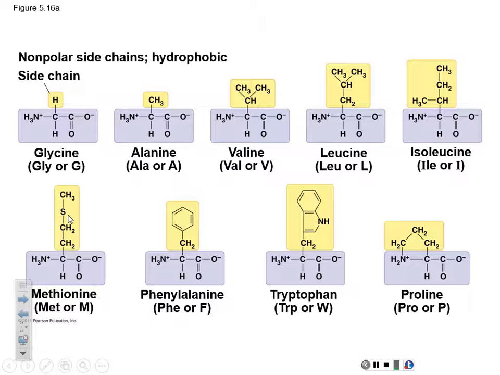Right, so methionine stands out a bit. It's the only amino acid that has sulfur in it. We'll talk a little bit more. I've already told you a little bit about why that's special. It lets you make a special kind of bond called a disulfide bond. We'll get to that in more detail in a bit. So methionine, a little bit quirky, but still hydrophobic.